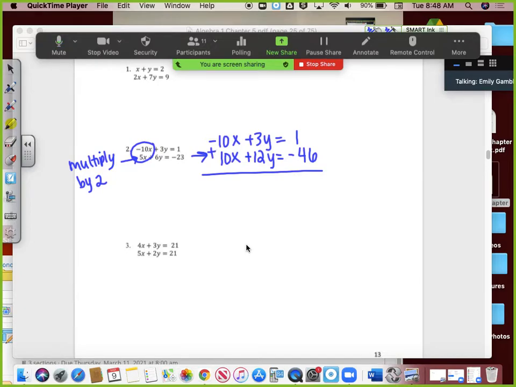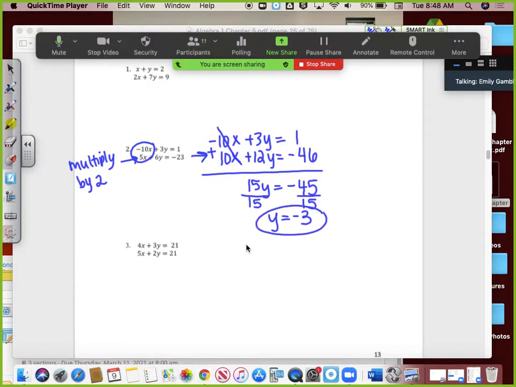Negative 10x plus 10x cancels out. I'm eliminating x in this one. 3y plus 12y is 15y, and 1 plus negative 46 is negative 45. Once I have this, I just divide by the number in front of y, which is 15. I get y equals negative 3.